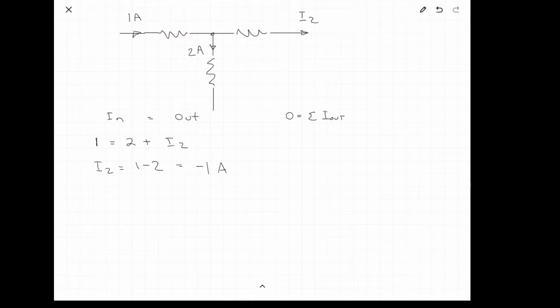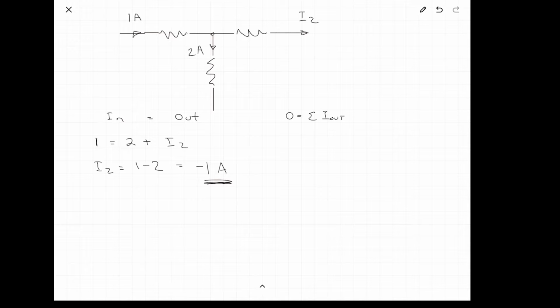Now, hopefully when you solve this problem, you actually ended up with -1 amp. Remember that having the wrong polarity on a number isn't almost right. It's just wrong, unfortunately. So it's very important. We've got to get that right.